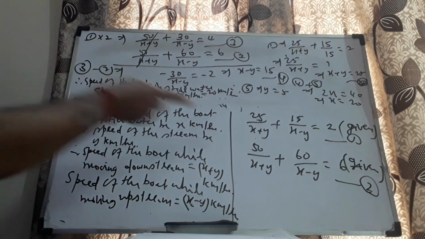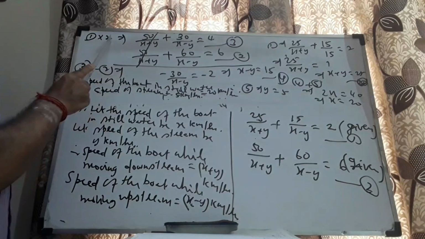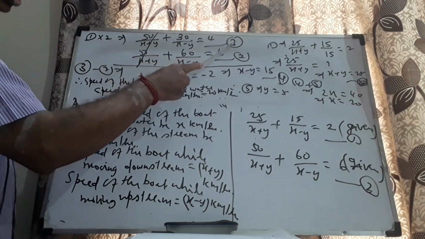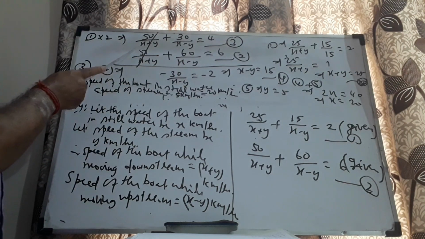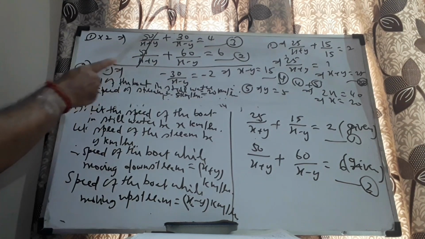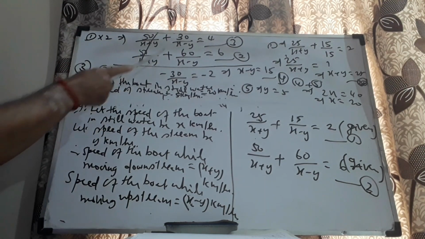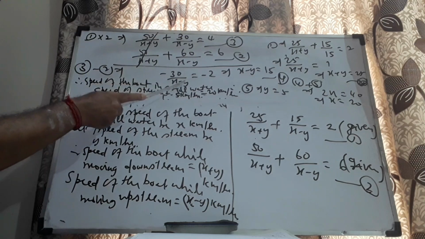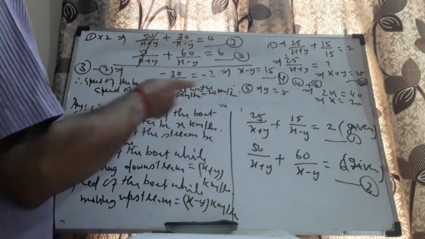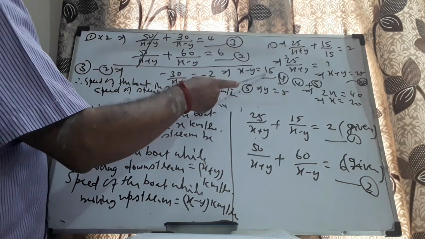What I do here is, I will multiply equation 1 by 2. Now, 50 by x plus y plus 30 by x minus y is equal to 4. Equation 3. Take down and write 2 again: 50 by x plus y plus 60 by x minus y is equal to 6. Now I'll just subtract 2 from 3. This will go off. 30 minus 60 becomes minus 30 by x minus y. 4 minus 6 is minus 2. Now, I end up with x minus y is equal to minus 30 by minus 2, which becomes 15.